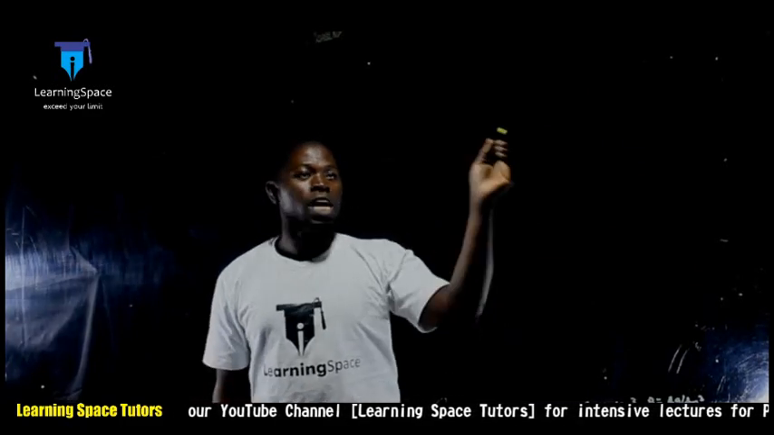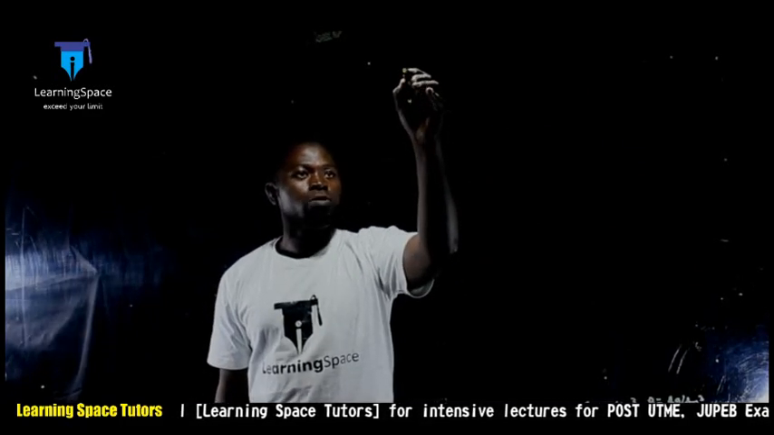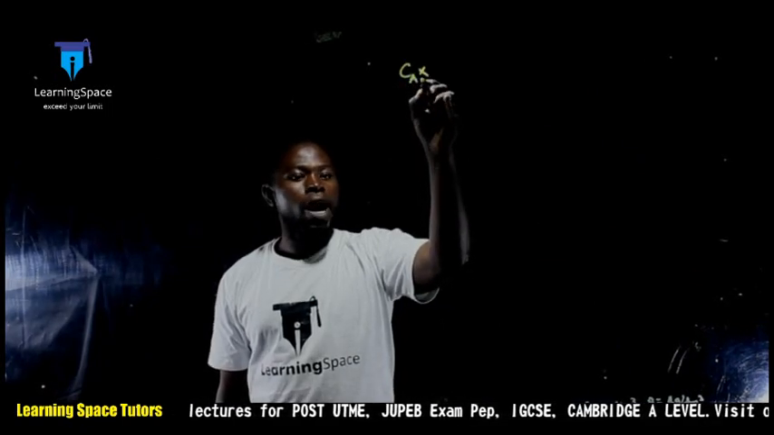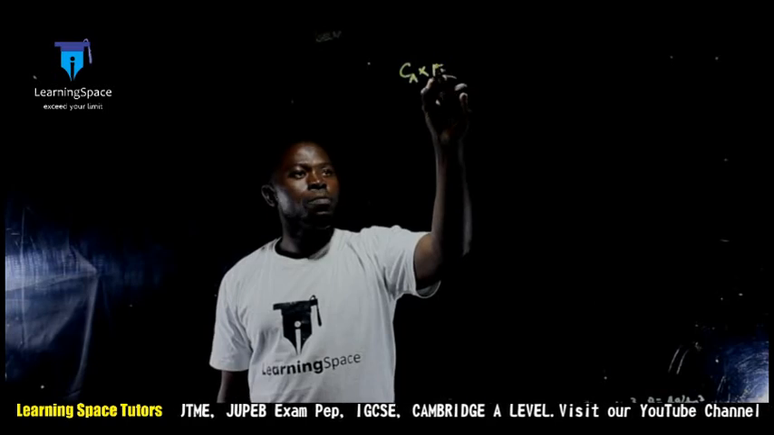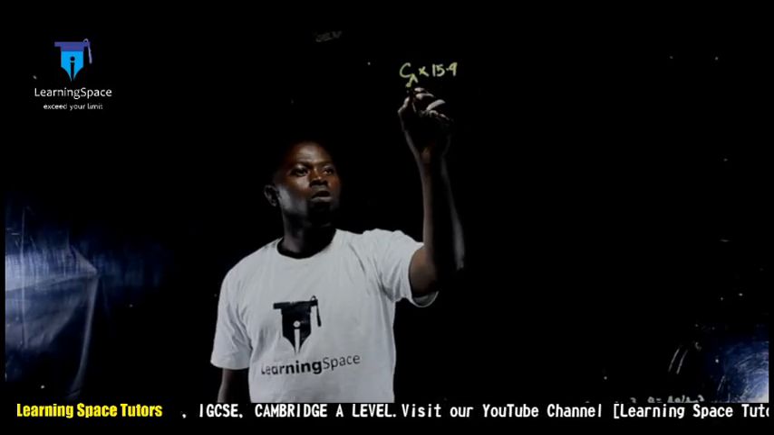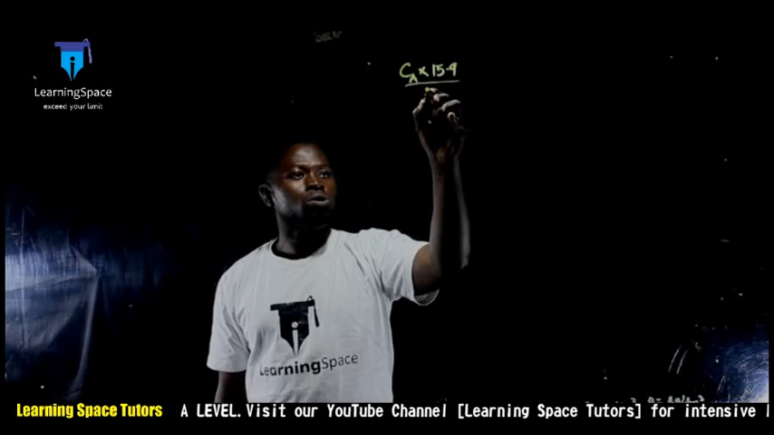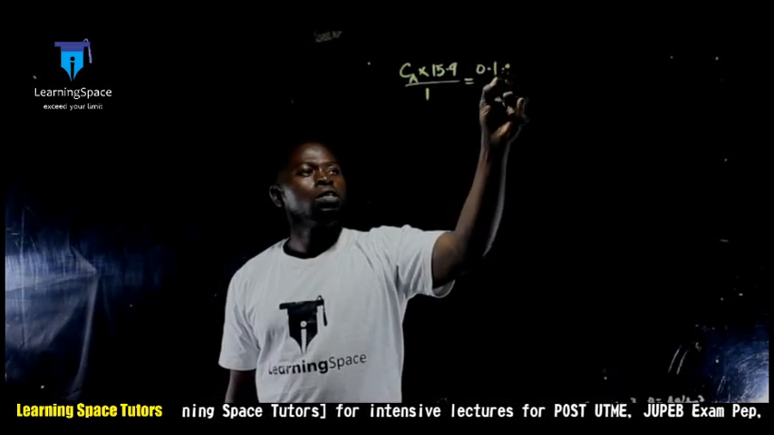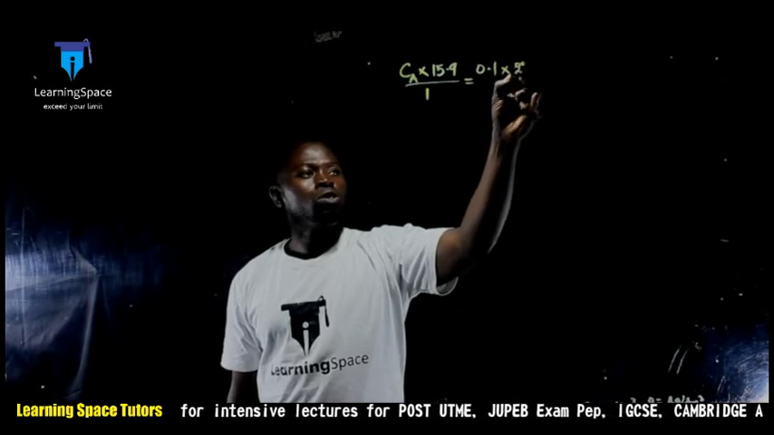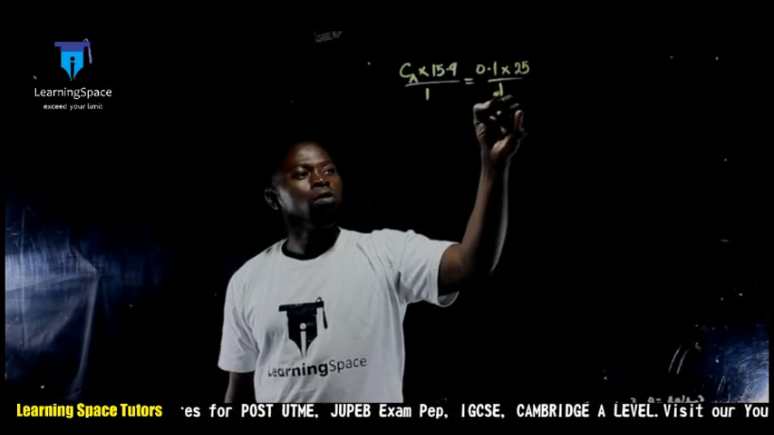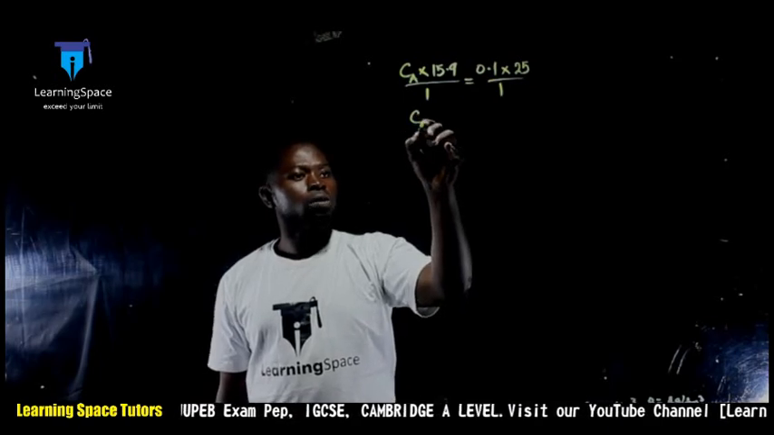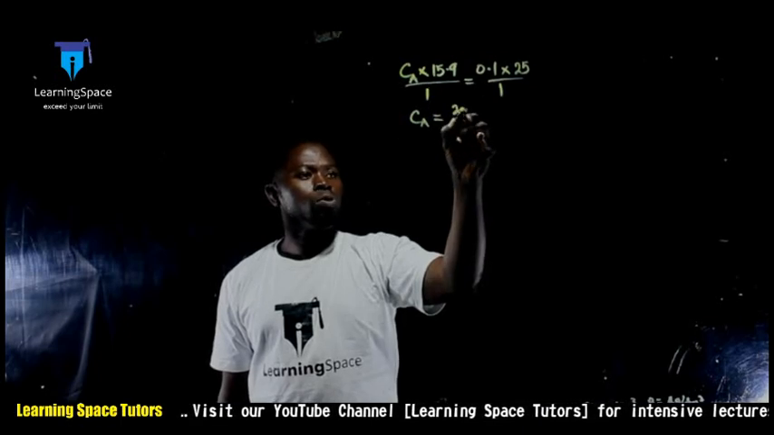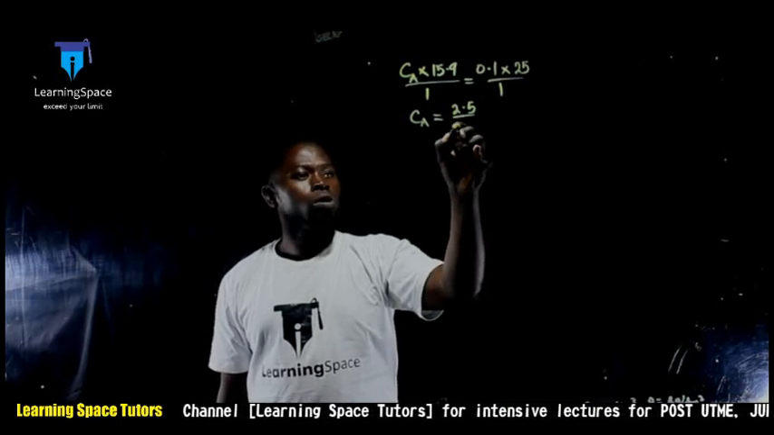Substituting the values that we obtained in our previous calculation, we have our Ca, which is what we are looking for, times 15.9, which is the titer value, all divided by the number of mole of acid, which is 1, is equal to the molar concentration of the base, which is 0.1, times the volume of base used, which is 25, all divided by 1. So what is our Ca? That is 0.1 times 25, which is 2.5, all divided by 15.9.